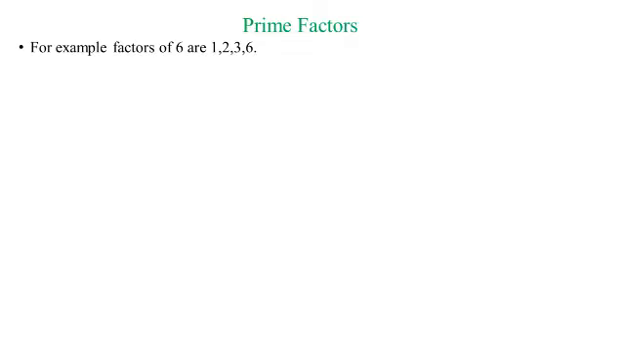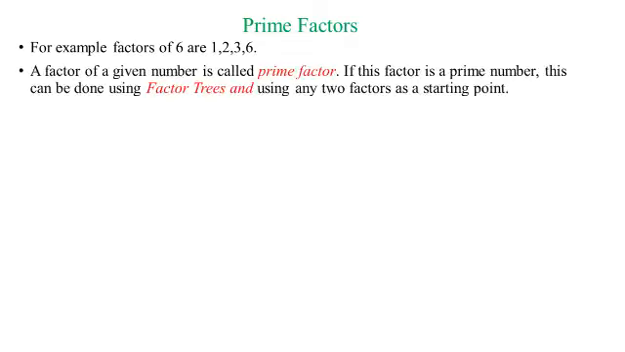So what is a prime factor? A factor of a given number is called a prime factor if this factor is a prime number. To find prime factors, we can use a factor tree that helps to split each composite number apart into its prime factors. For example, let's find the prime factors of 20 using a factor tree.